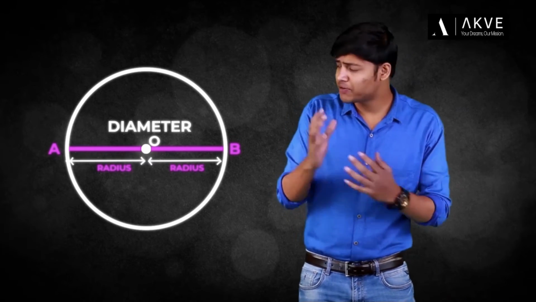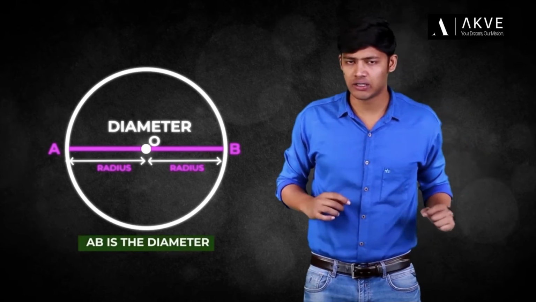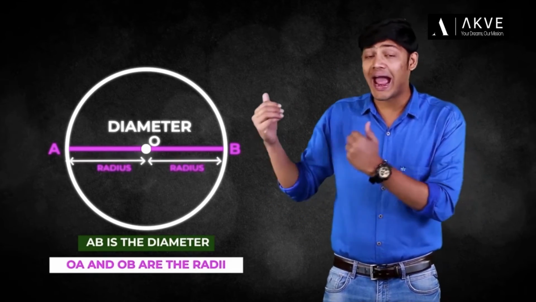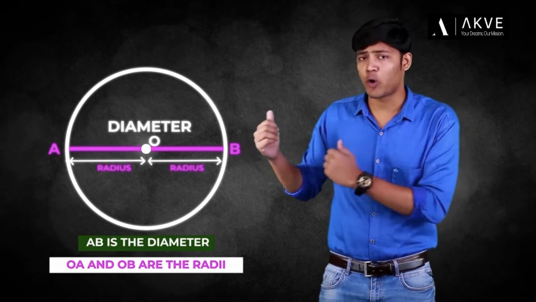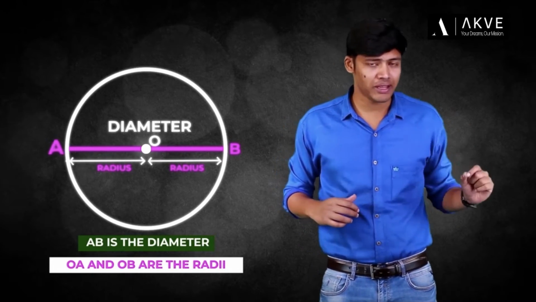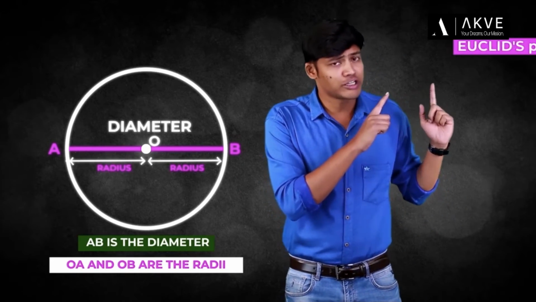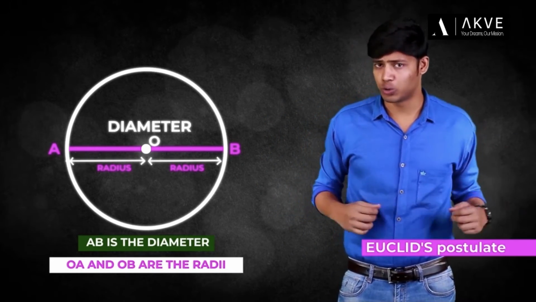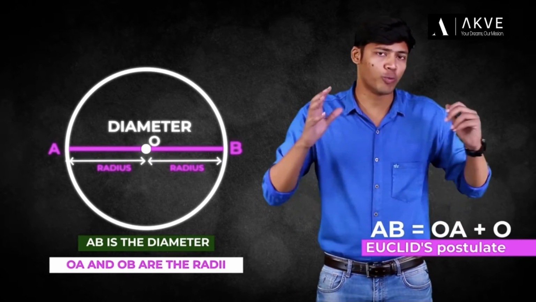This time, observe the radius and the diameter carefully. Can we form a relation between them? If you observe carefully, AB is the diameter and OA and OB are the radii. Clearly, all the points O, A, B are on the same line segment. So, from the Euclid's postulate, we can conclude that AB will be equal to OA plus OB.